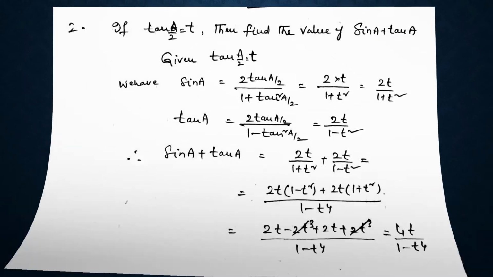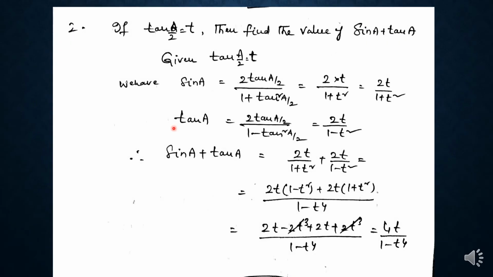Next problem. Given that if tan a by 2 is equal to t, then find the value of sin a plus tan a. So we have to find the value of sin a. Here also we have given tan a by 2 value. So sin a is equal to, by using multiple submultiple angles, what is sin a?